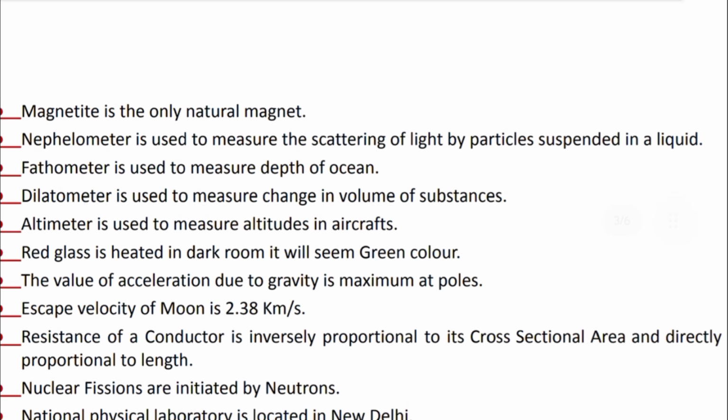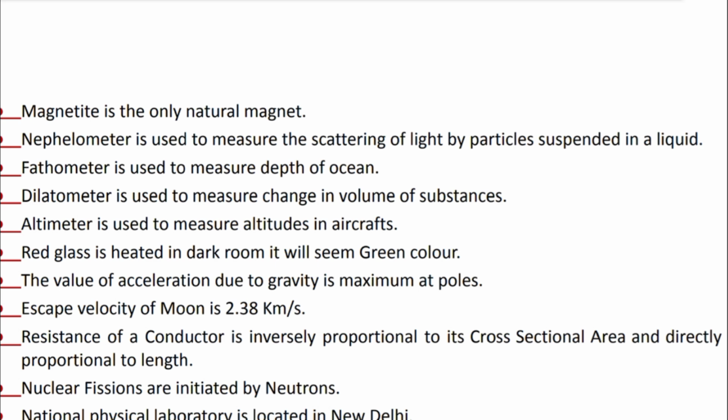Magnetite is the only natural magnet. Nephelometer is used to measure the scattering of light by particles suspended in liquid. Fathometer is used to measure depth of ocean. Dilatometer is used to measure the change in volume of substance. Altimeter is used to measure altitude in aircraft. Red glass, if heated in dark room, will be seen green color.